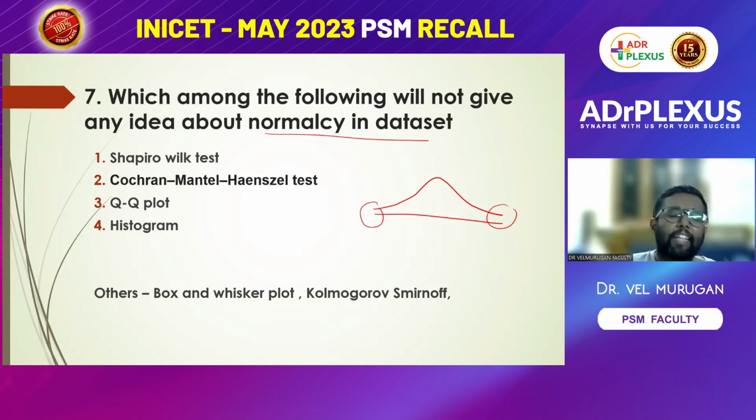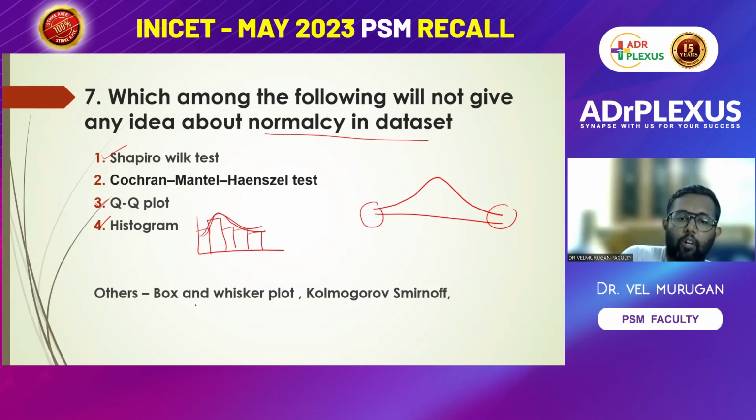Then you have many tests in statistics. One of the tests to determine the normalcy: we have tests like Shapiro-Wilk test, QQ plot, histogram. You all know histogram, it is like a bar chart without any gap. Histogram, frequency polygon, frequency curve, they can all tell about whether the data is normally distributed or not.